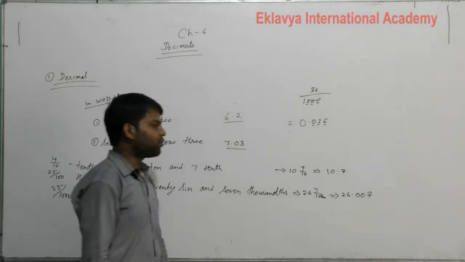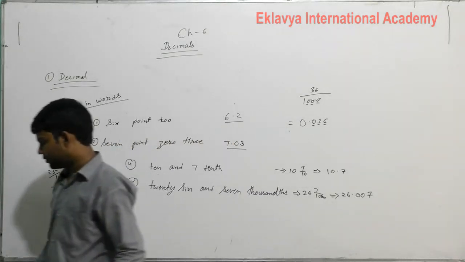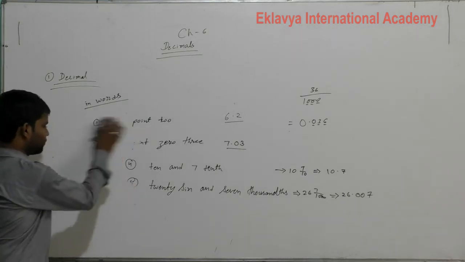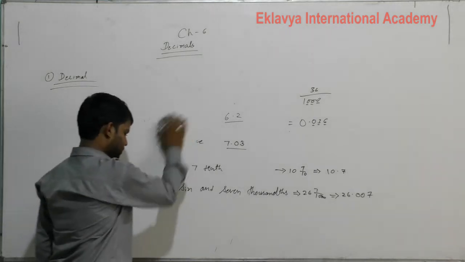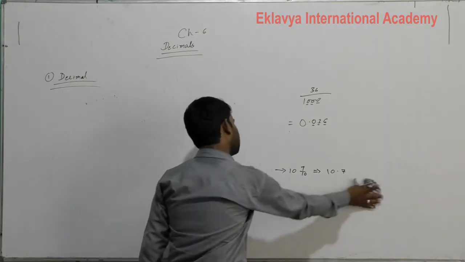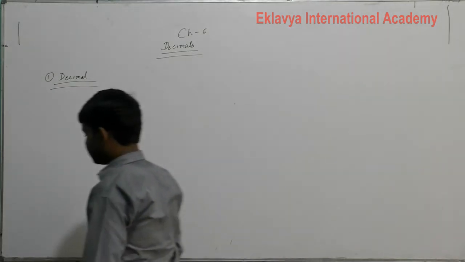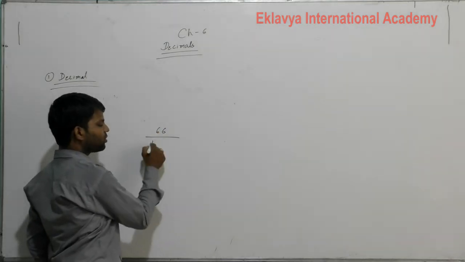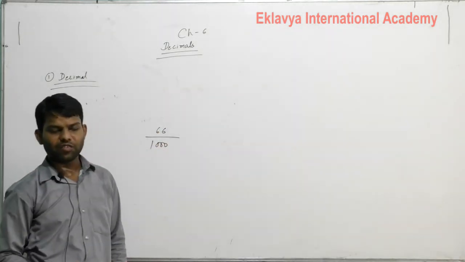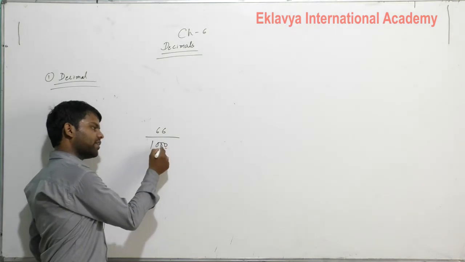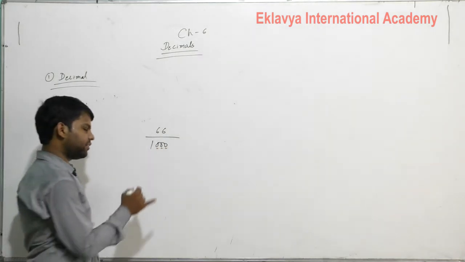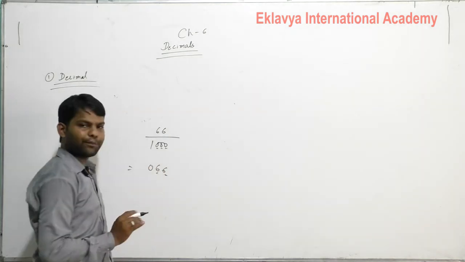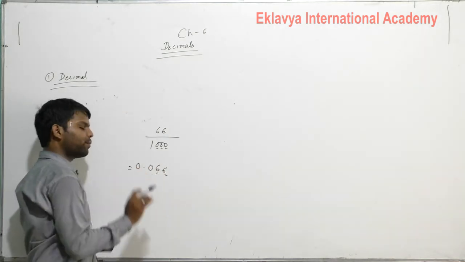Okay, if we divide 66 upon 1000, what will we do here? We put a decimal point after 3 digits. In this number we have only 2 digits, so we can put a 0 here, and then the decimal point.